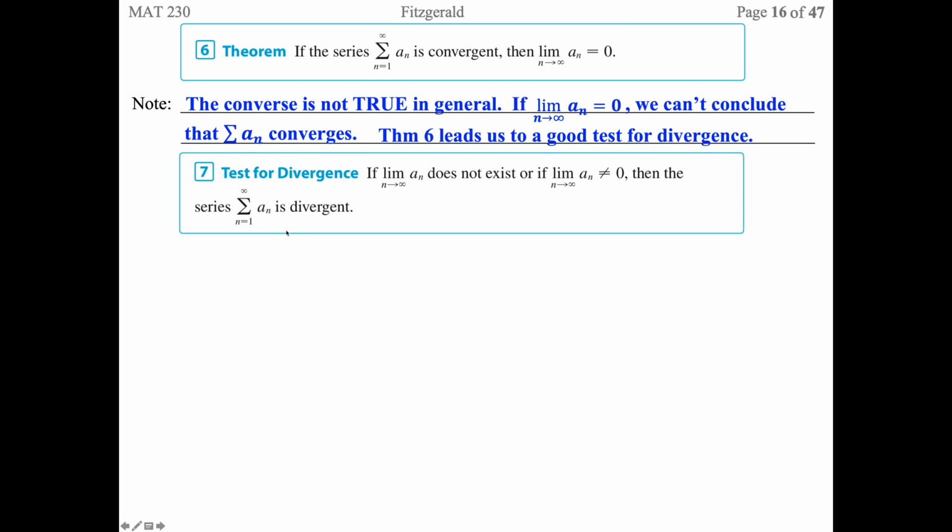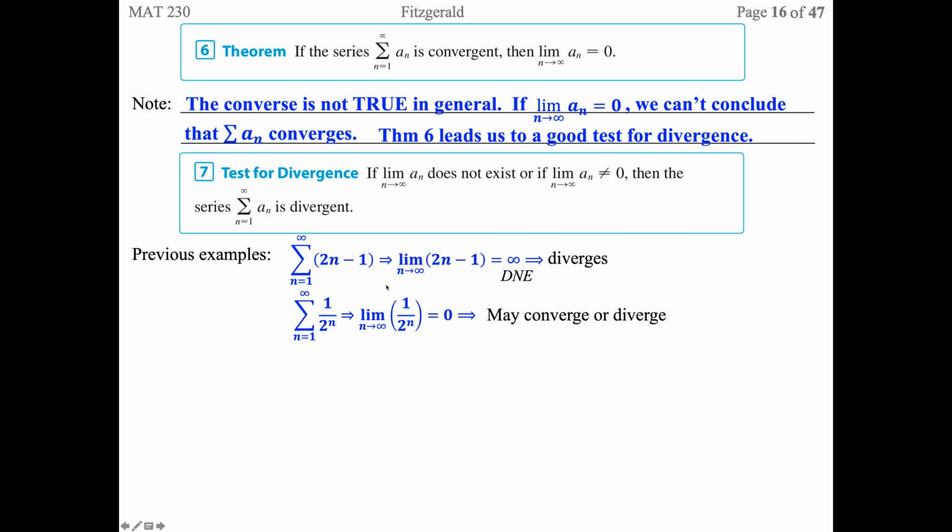So from previous examples, here's our infinite series that was divergent. Notice here, you take the limit of your sequence function as n goes to infinity, that's infinity. So it does not exist, so it diverges. Here, 1 over 2 to the n power, this limit was 0. Now this may converge or diverge. We saw that it actually did converge, but again, we're not sure which one.